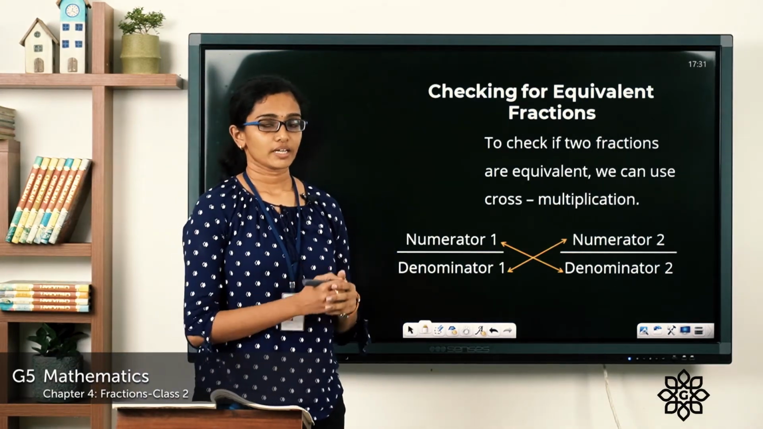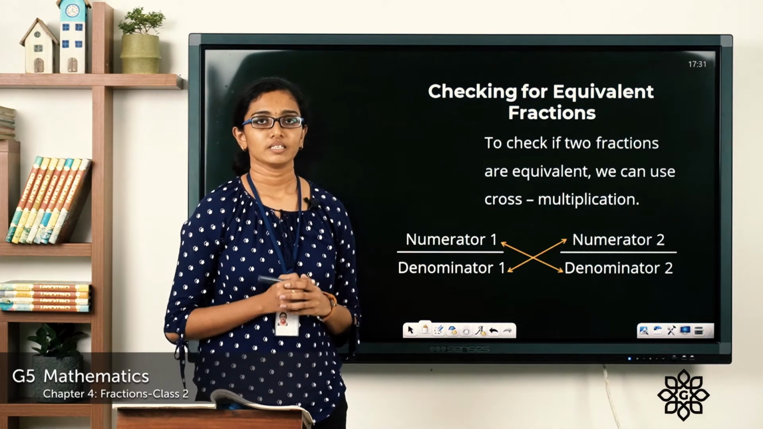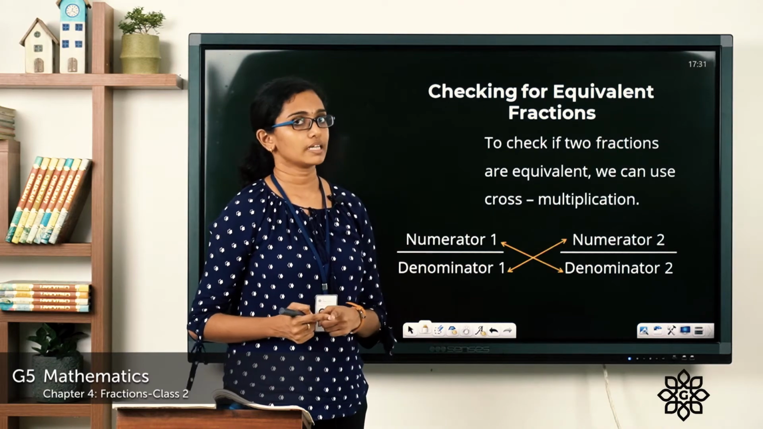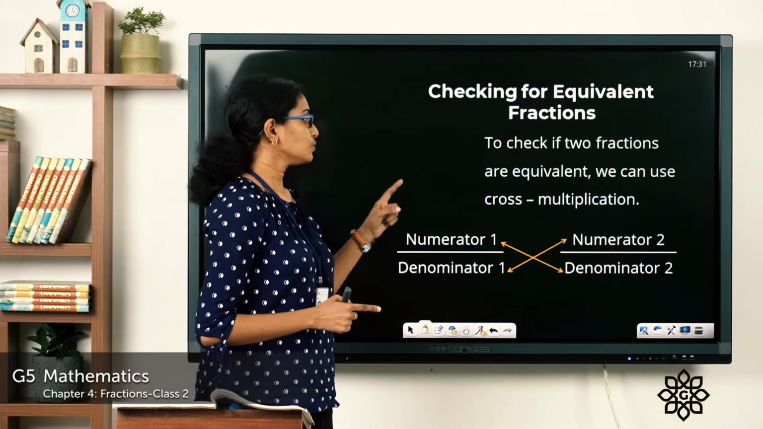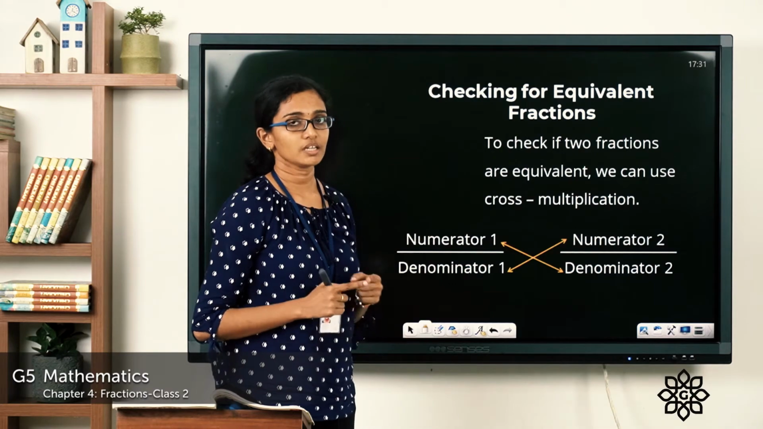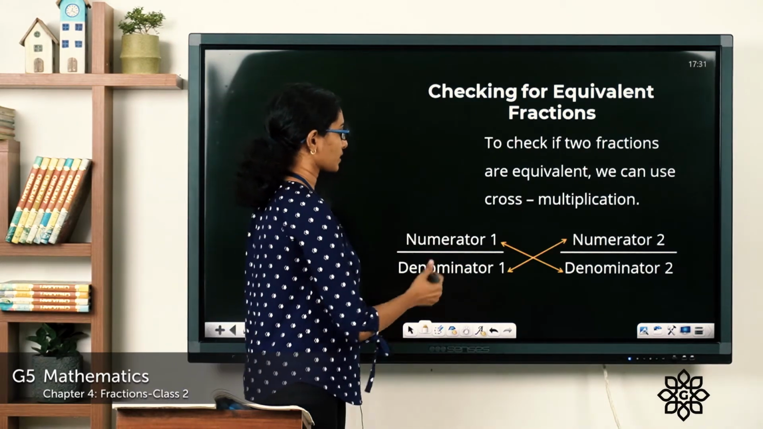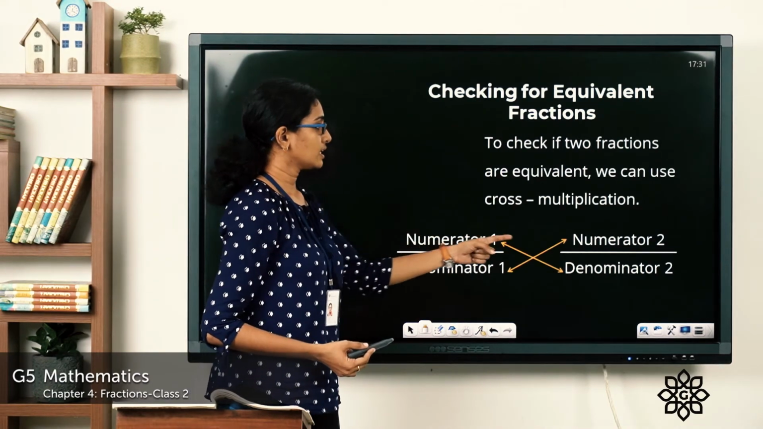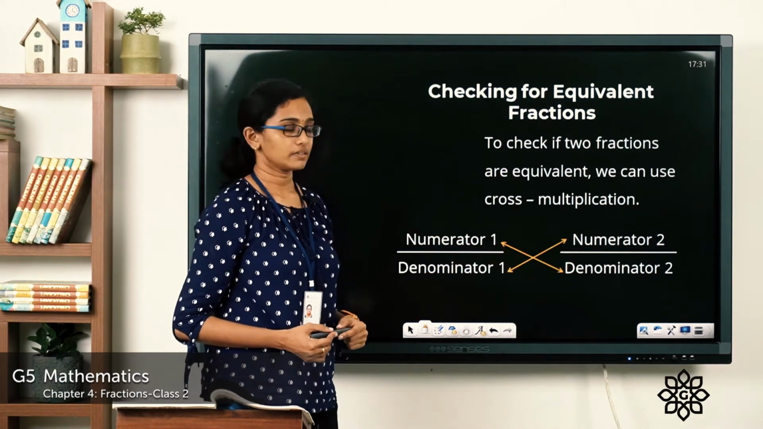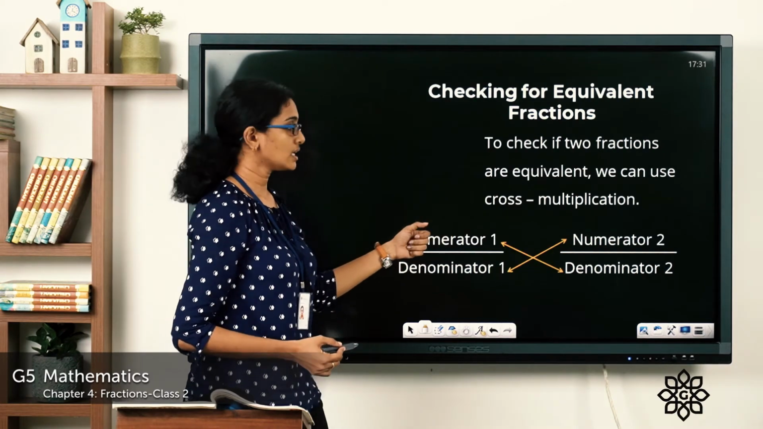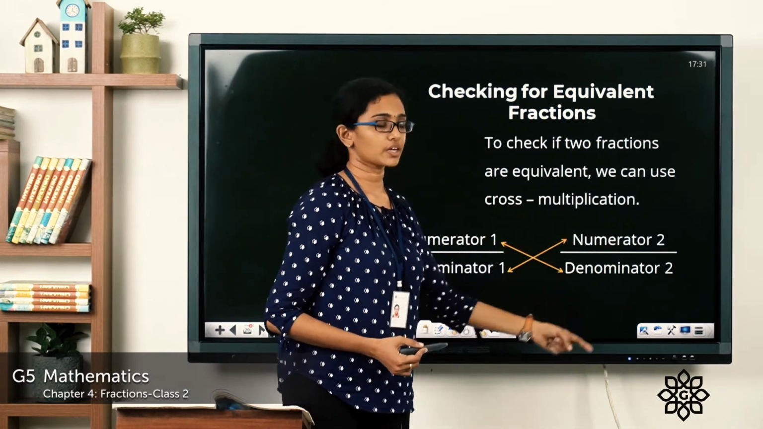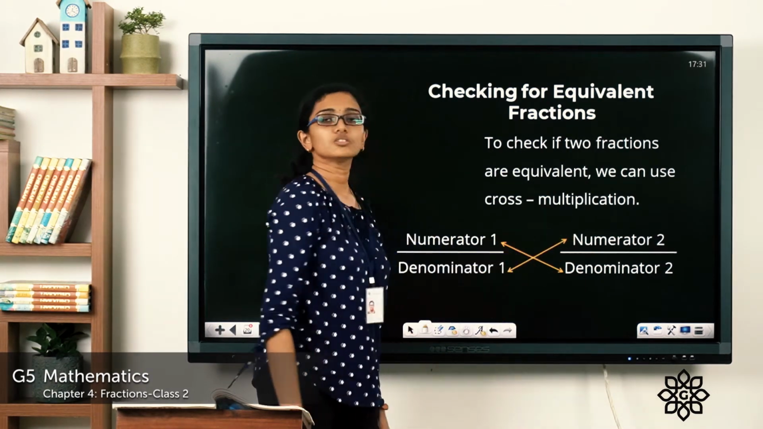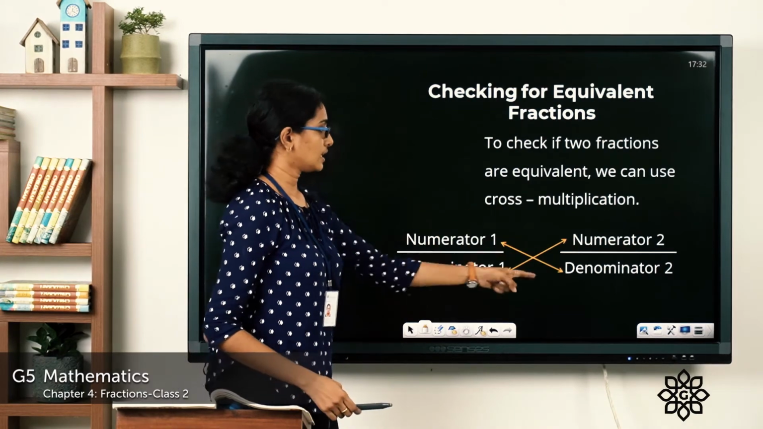Now let's see how we can check if two given fractions are equivalent. Suppose you are given two fractions, and you're asked to find out if they're equivalent. How do you do that? You have to use cross multiplication here. How do you cross multiply? You have to cross multiply the numerator of the first fraction and the denominator of the second fraction, and the denominator of the first fraction and the numerator of the second fraction, like this.